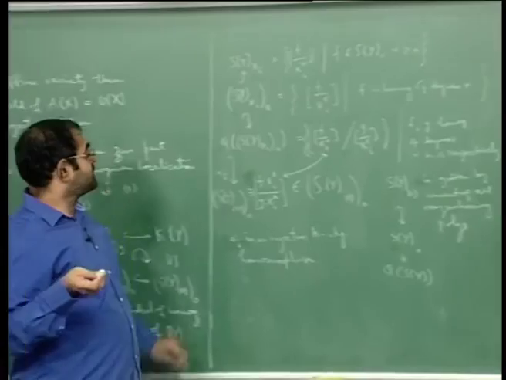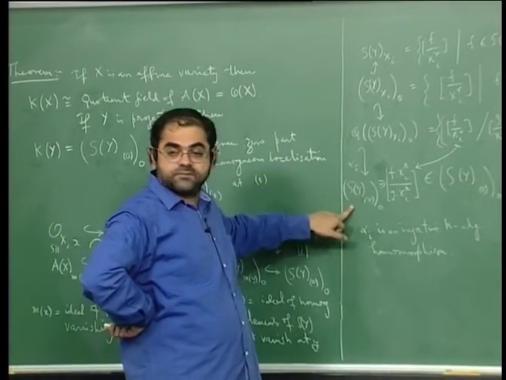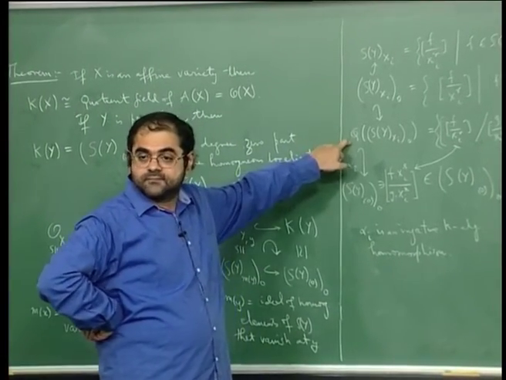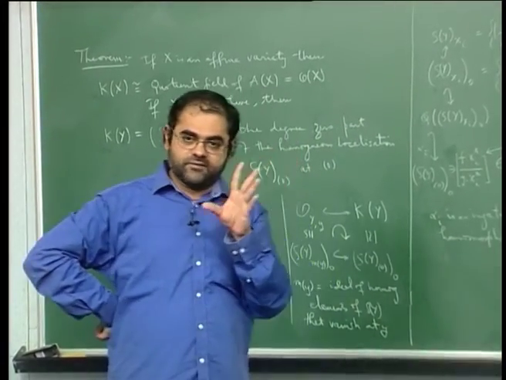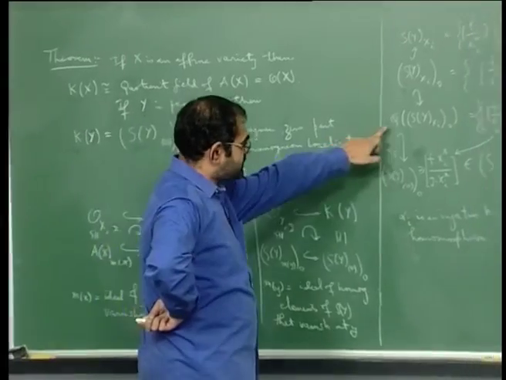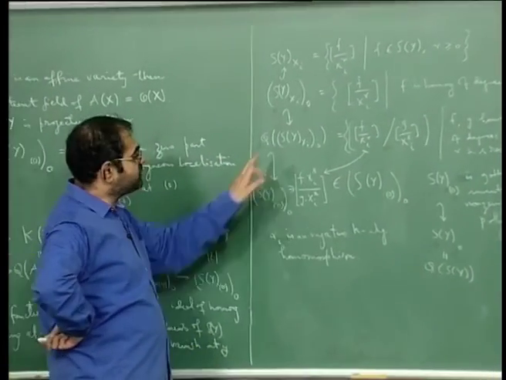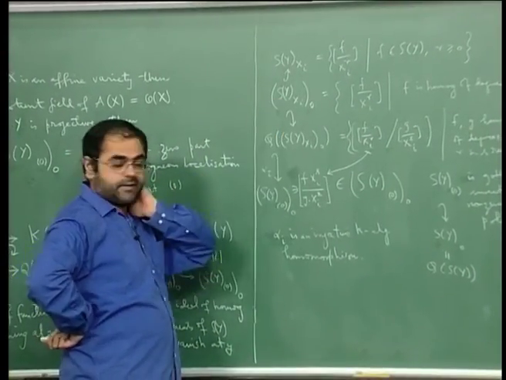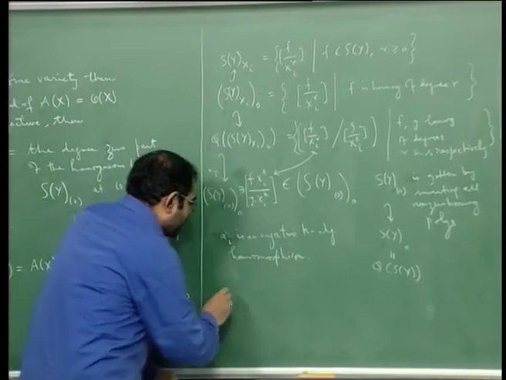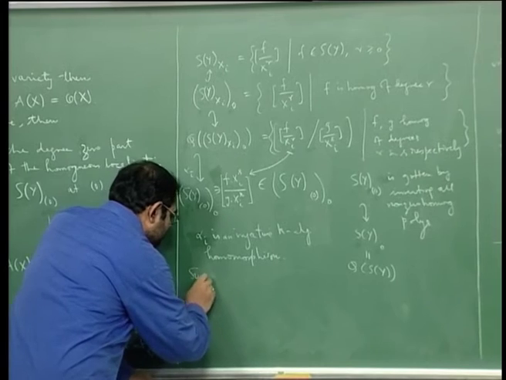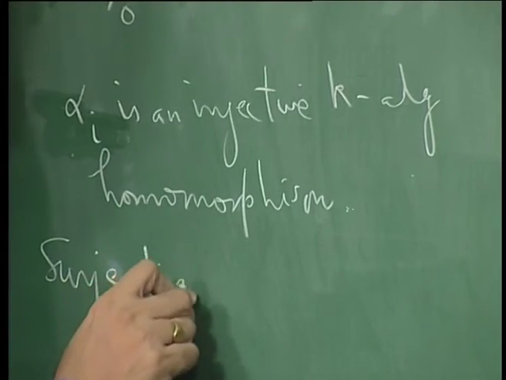Of course, the fact is that this is a non-zero homomorphism from a field, and a non-zero homomorphism from a field is always injective, so you do not have to worry about verifying the injectivity because its source is a field, being the quotient field of this integral domain. I have to only worry about the surjectivity. So how do you get surjectivity? Surjectivity is also pretty easy.